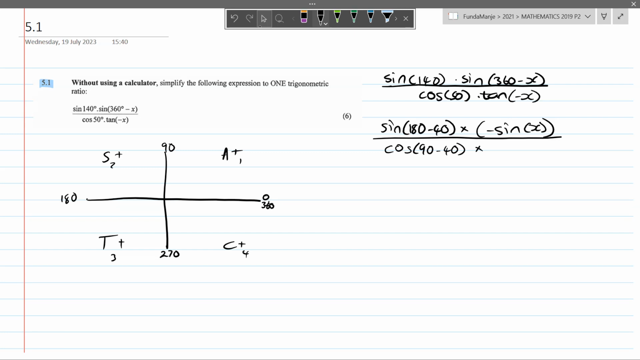So tan of negative x is the same as saying tan of 360 minus x. Again, that lands us in the fourth quadrant where tan is negative. So tan of negative x changes to negative tan x. This is according to the reduction rules.